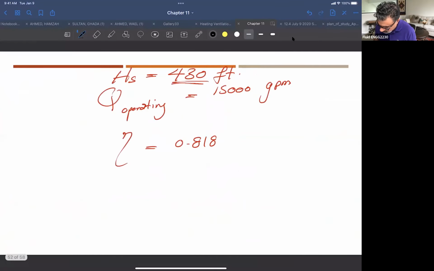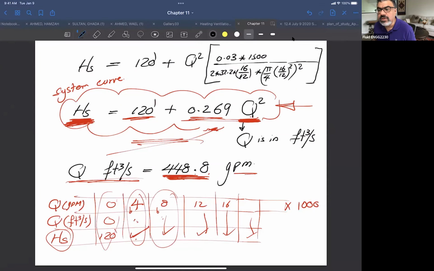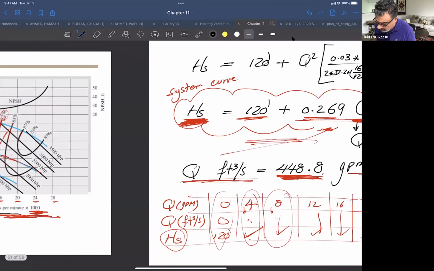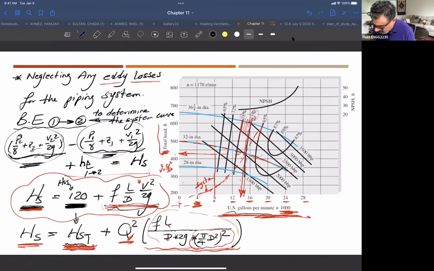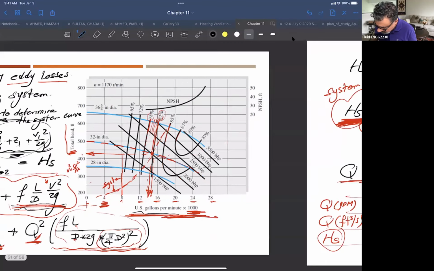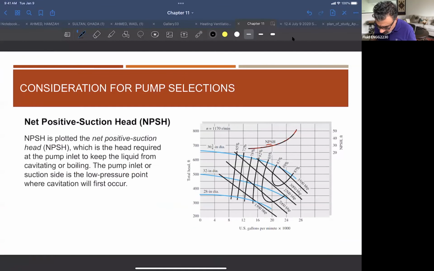So we spent time talking about this, and I hope if you solve the problem yourself, you might get those numbers from this chart here with some accuracy. There's going to be some variation based on how accurately you determine those points on the map, but it's going to be within a certain range for sure. And then we went to another extremely important topic that we talked about at the end of the lecture last time. It's called net positive suction head.